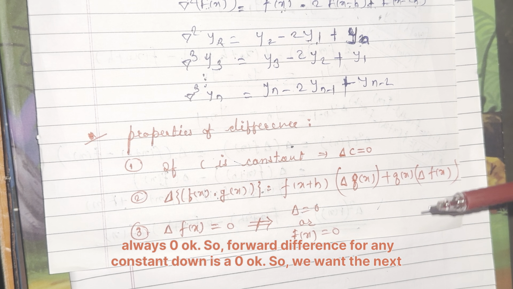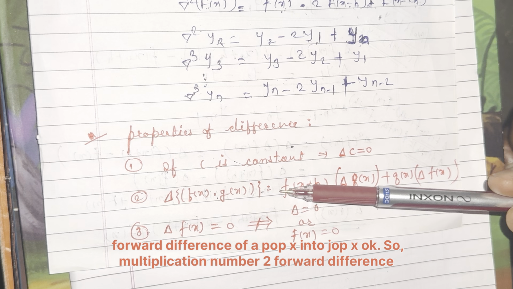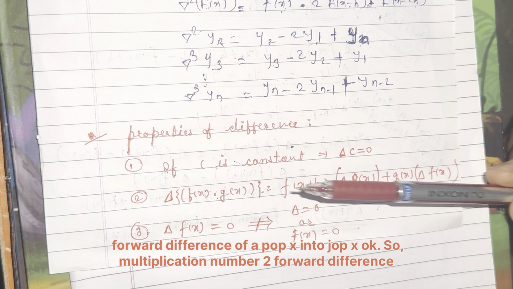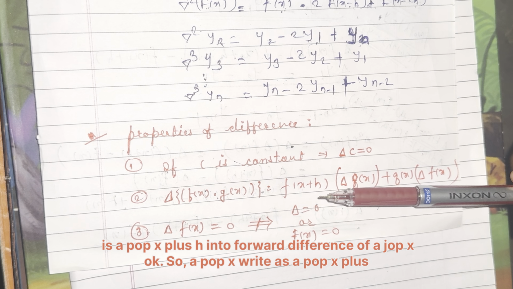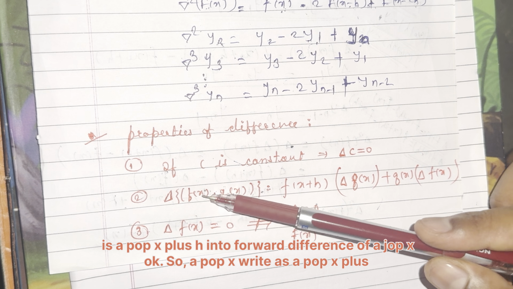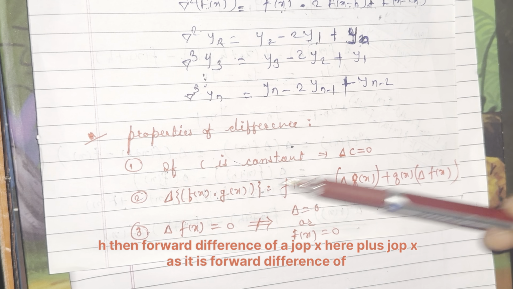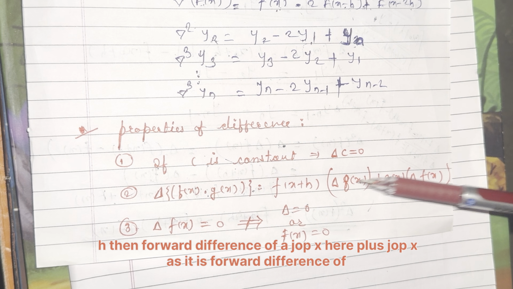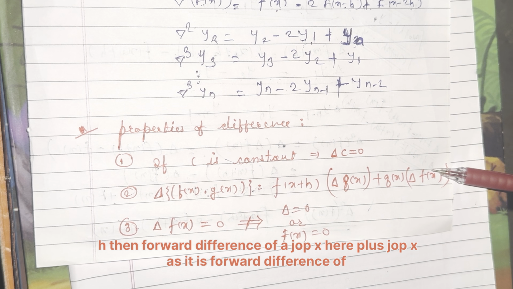Next, we want the forward difference of f of x into g of x. For the multiplication of two functions, it is f of x plus h into forward difference of g of x, plus g of x as it is into forward difference of f of x.